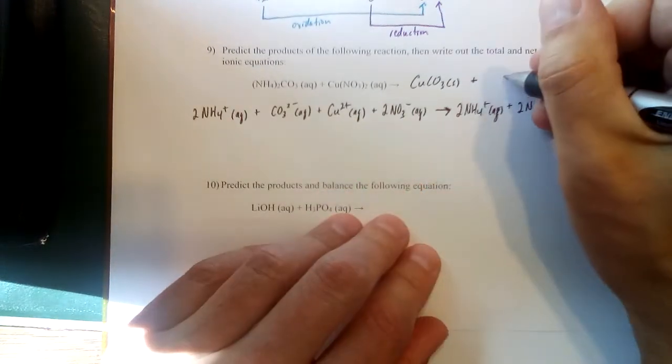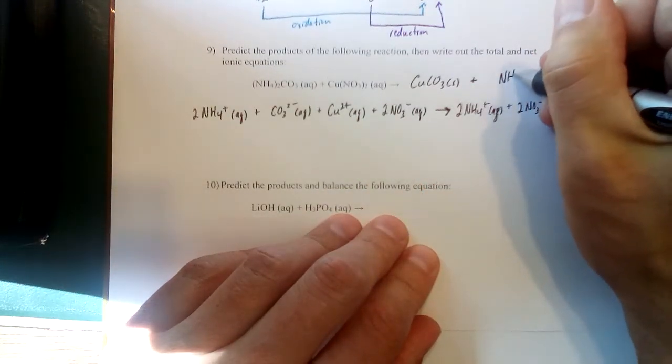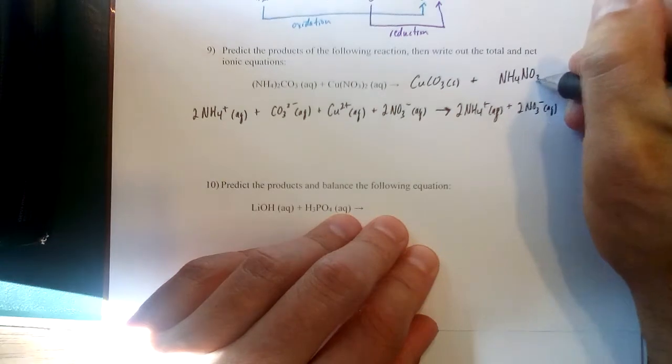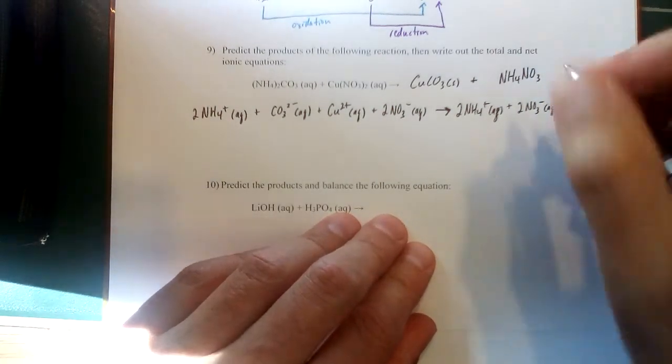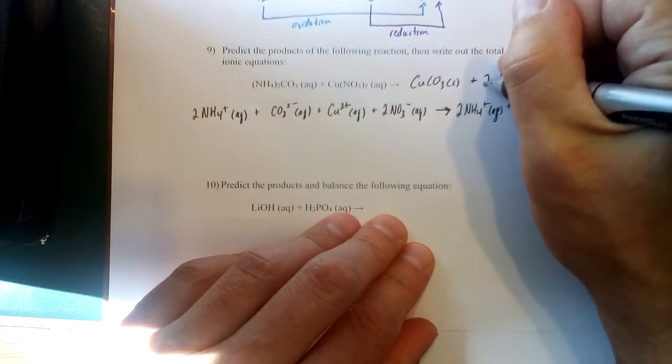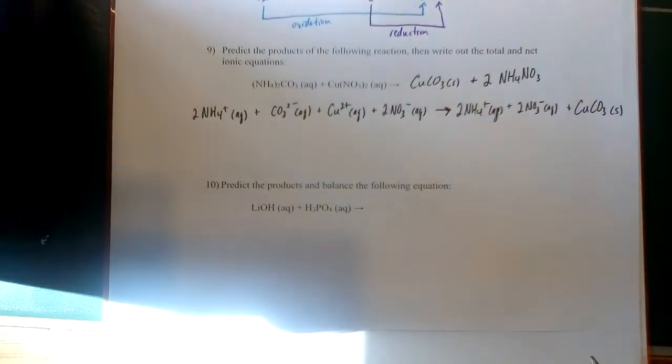We already wrote that in a molecular form. Ammonium nitrate would be NH4NO3. Don't need any parentheses since there's just one of each of those polyatomic ions. But to keep the equation balanced, we would need a 2 for a coefficient in front of them.